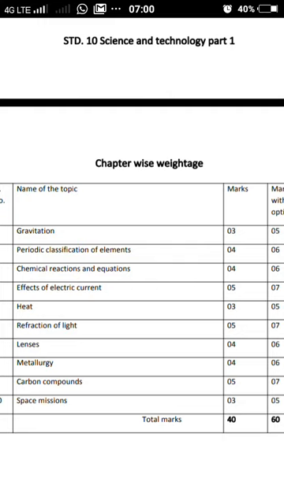Refraction of light 5 marks, 7 marks with option. Lenses 4 marks, 6 marks with option. Metallurgy 4 marks, 6 marks with option. Carbon compounds 5 marks, 7 marks with option. Space missions 3 marks, 5 marks with option. So here you will get the idea on which lessons you will have to focus more, which are important lessons, which carry more marks. Okay, so accordingly you can focus.